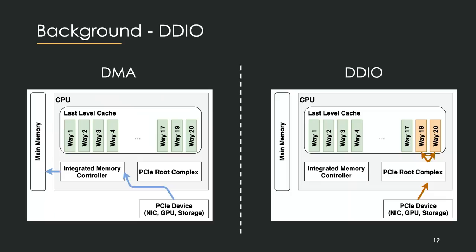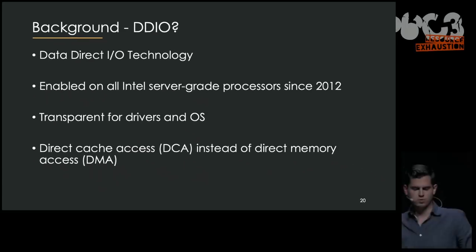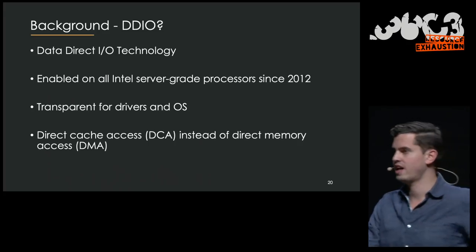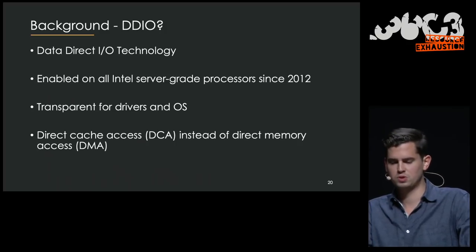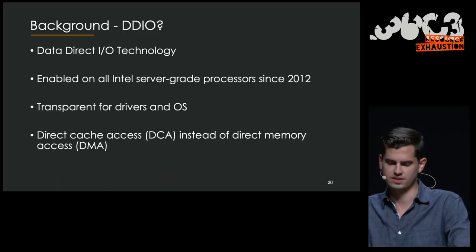With DDIO, the PCIe device can directly put data into the last level cache. And that's great, because now the application, when working on the data, doesn't have to go through the costly main memory walk and can directly work on the data or fetch it from the last level cache. DDIO stands for Data Direct I/O Technology, and it's enabled on all Intel server-grade processors since 2012. It's enabled by default and transparent to drivers and operating systems. So I guess most people didn't even notice that something changed under the hood. And it changed something quite drastically.